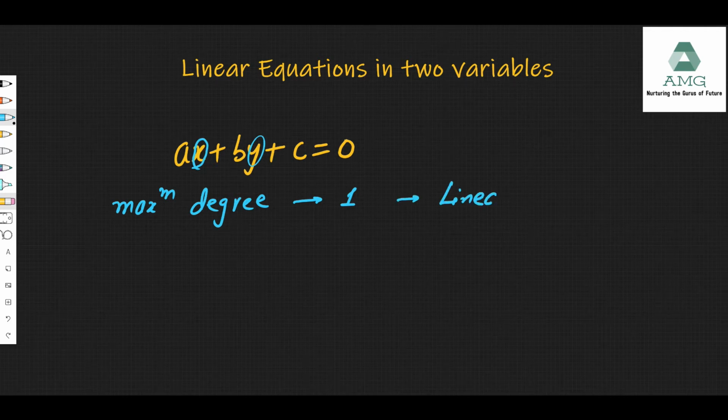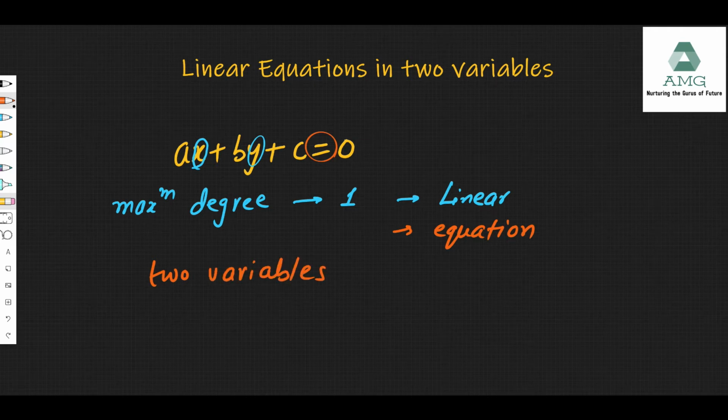Now, why is this called an equation? Any algebraic expression which has an equal sign in it is called an equation. That's why this is called a linear equation, and it has obviously two variables which are x and y. That's why in combination it is called a linear equation in two variables.